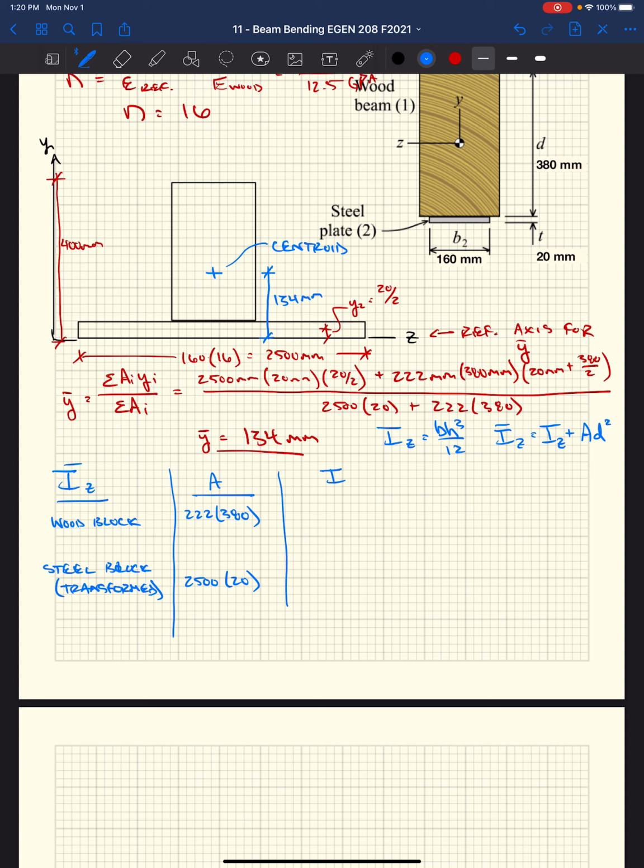Moment of inertia about the centroid of each of our blocks is BH cubed over 12, so 222 for the wood block is wide. It's 380 millimeters tall, divided by 12. For the transformed steel, 2,500, that's our width, times 20 cubed over 12.